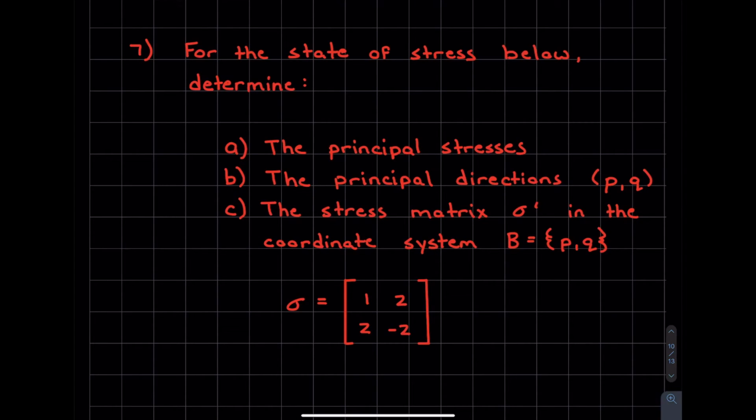All right, guys, question 7. The last real topic of the Cauchy stress matrix, which is principal stresses and principal directions. And as I already mentioned, this is a hint to say eigenvalues and eigenvectors. Question 7 says, for the stress state below, which we have as sigma, a 2-dimensional matrix, determine the principal stresses, the principal directions, which we have as P and Q, and the stress matrix sigma prime in the coordinate system B, which is equal to PQ. So basically after the coordinate transformation.